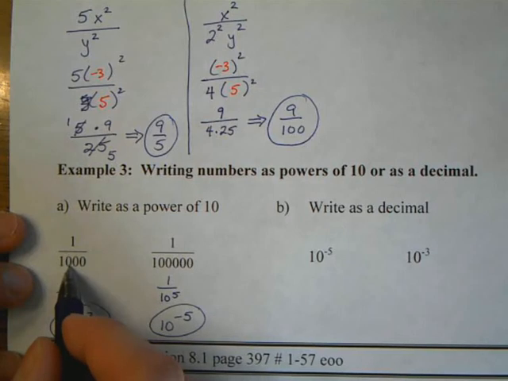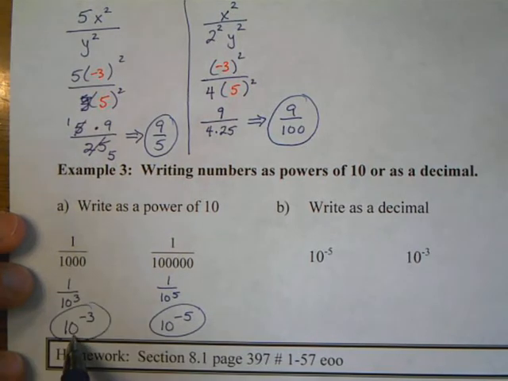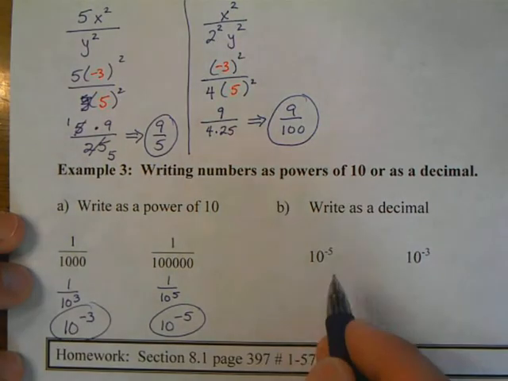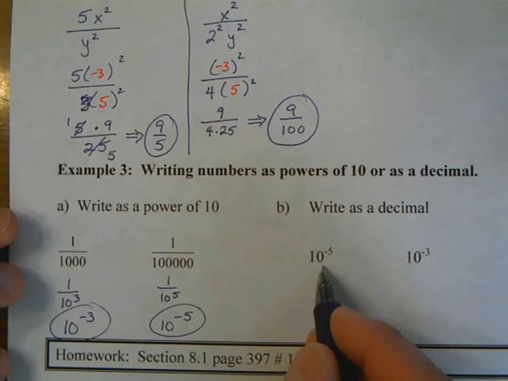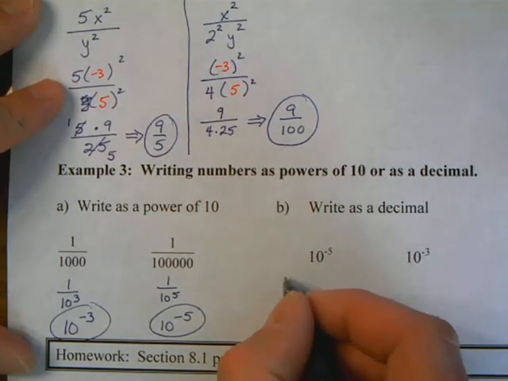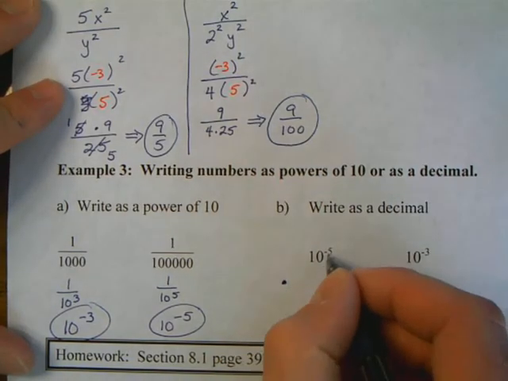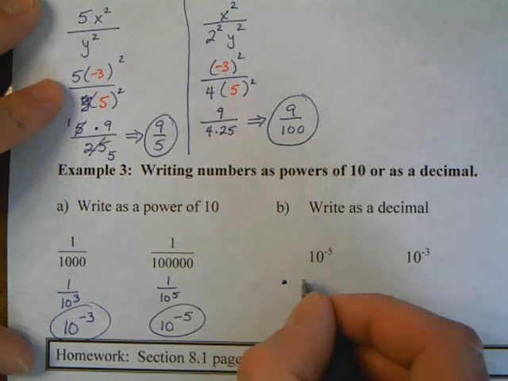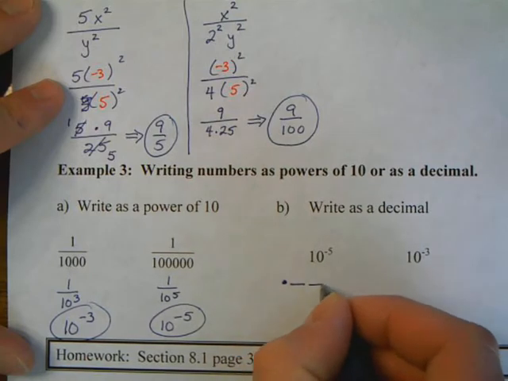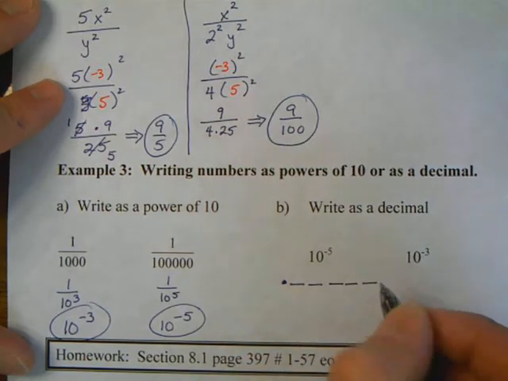Let's count up the zeros in the next one. 1, 2, 3, 4, 5. So that's 1 over 10 to the 5th. So that's 10 to the -5 in the numerator. So there's an example of how we write 1 1,000th as 10 to the -3.